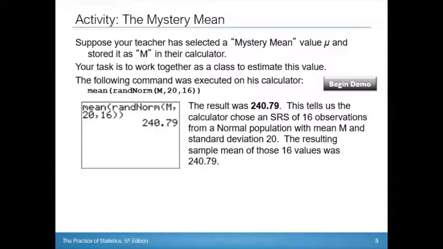All right, so again, what we've done is we've taken a simple random sample of size 16 from a normal distribution with unknown mean M and a standard deviation of 20. Now the calculator knows what the M is, I'm just not showing it to you. Then we asked it to calculate the mean of that, so the X bar, or the mean of those 16 data values taken from a normal distribution, is 240.79.